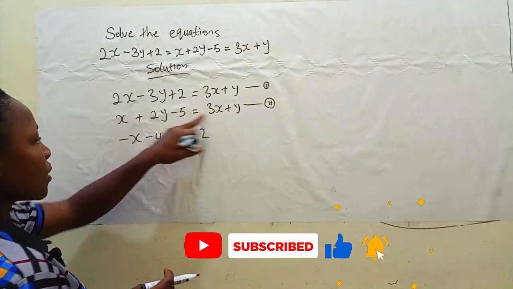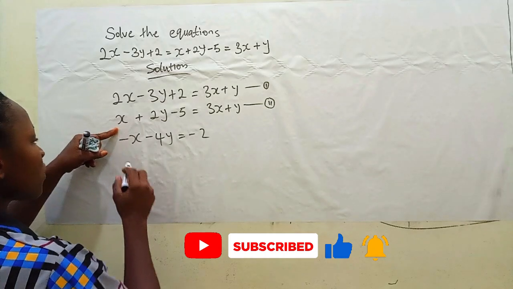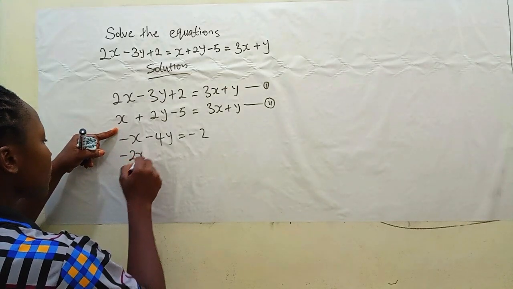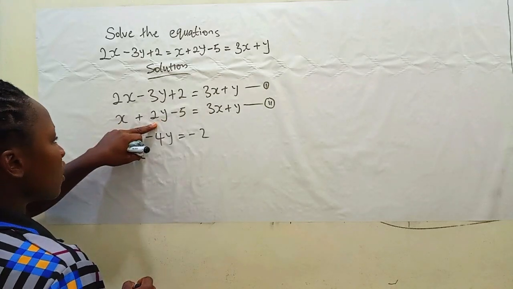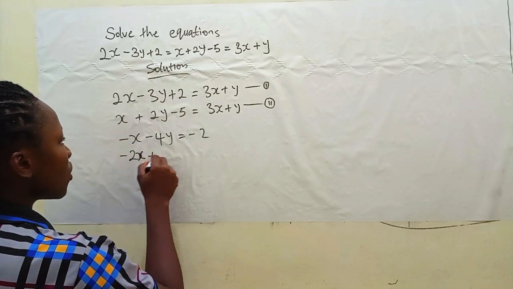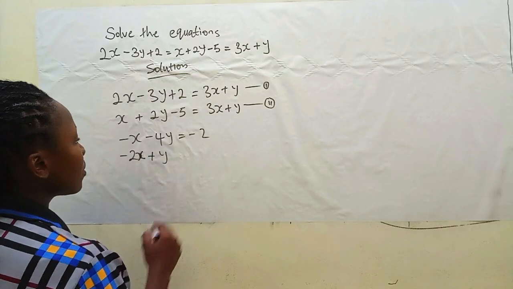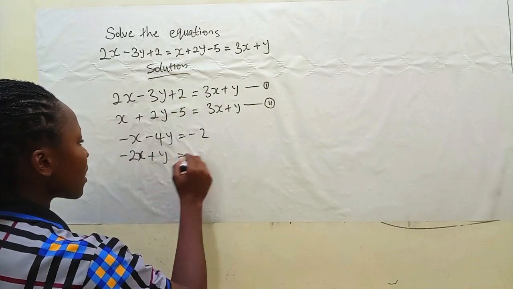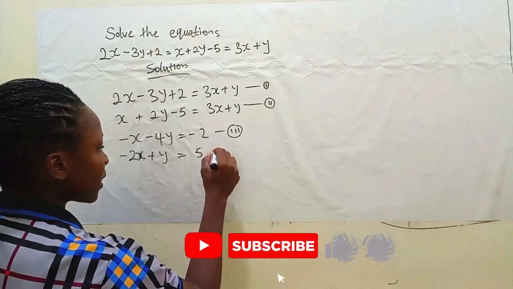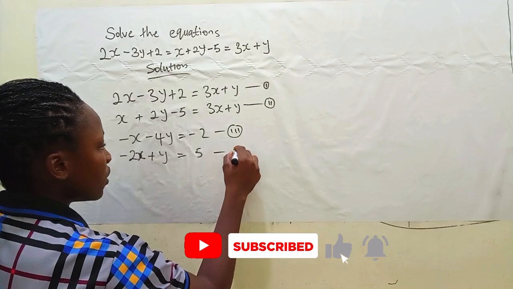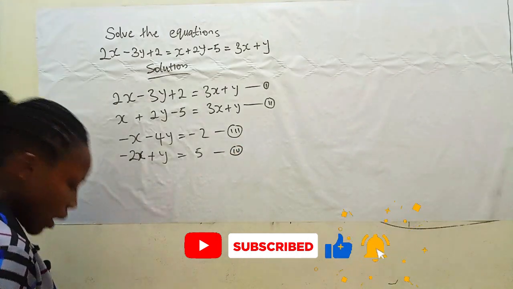Likewise here, this x comes over to this place, we're going to have minus 2x. This y comes over here, we're going to have plus y. This 5 will move over to this side, 5. You can name it equation 3 and equation 4.